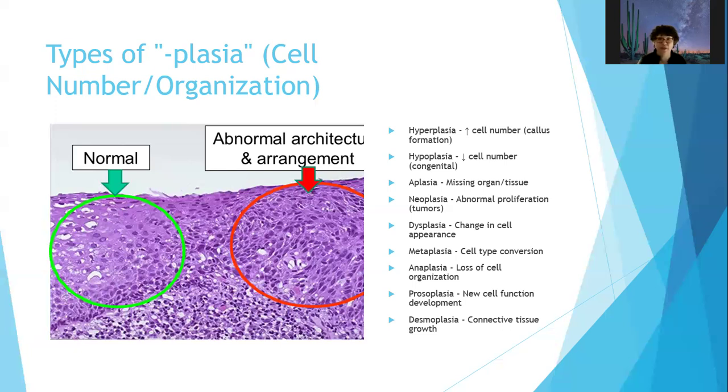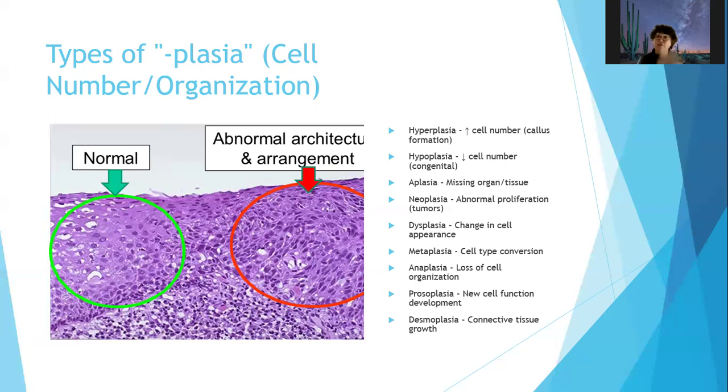Something is changing with the connective tissue. So if you think about it, hyperplasia is more cells, hypoplasia is fewer cells. Aplasia is no cells, or missing cells. Neoplasia is a new growth. Dysplasia is weird cells. Metaplasia is different cells. Anaplasia is immature, undeveloped cells.